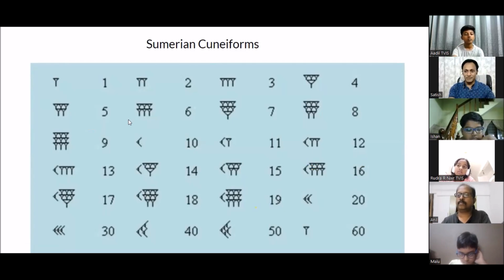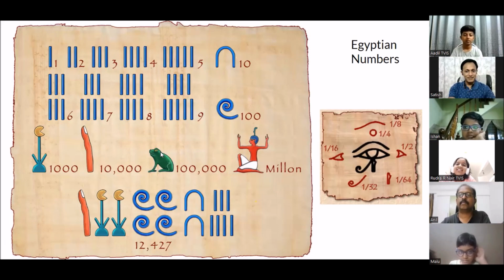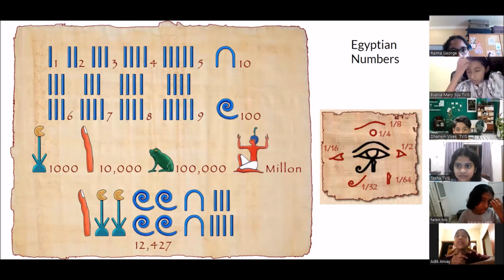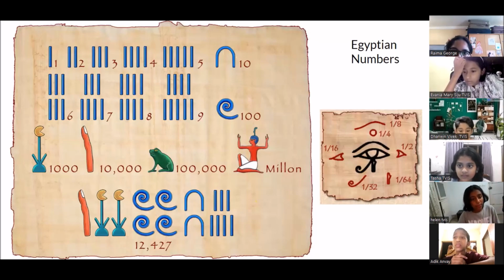60 base system. Which base do we use? The number system which we use is which base? 10. Is it 10? You tell me. When you tell a number 135, what is the value of 5? Ones.